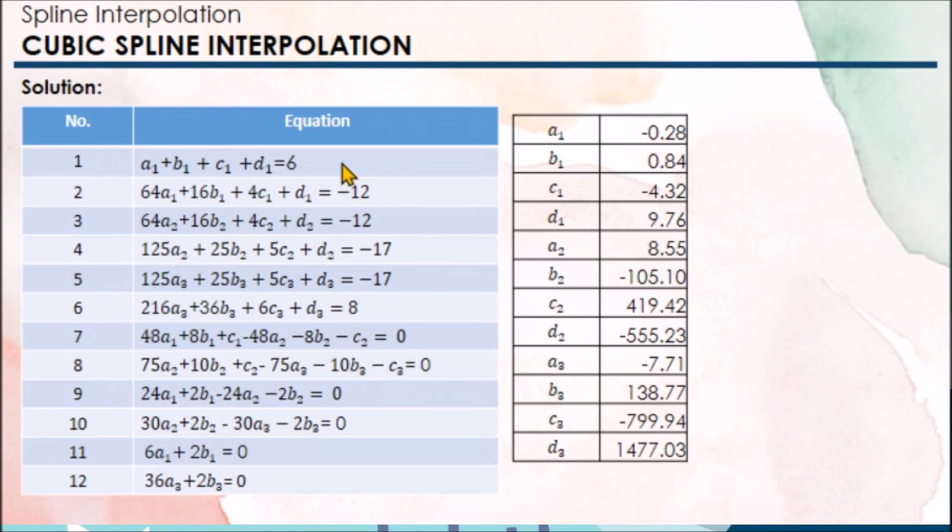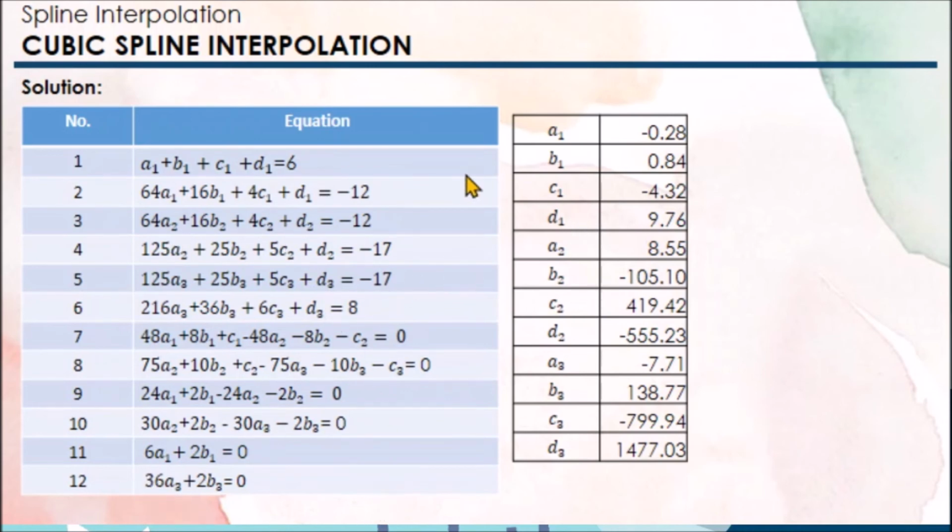So this is the summary of all the equations that we generated. So for equation 1, we have a sub 1 plus b sub 1 plus c sub 1 plus d sub 1 is equal to 6. For equation 2, we have 64a sub 1 plus 16b sub 1 plus 4c sub 1 plus d sub 1 is equal to negative 12. For equation 3, and so on, and so on.